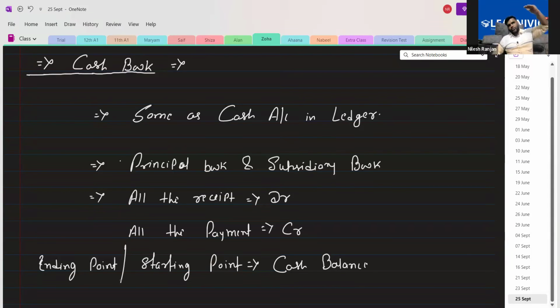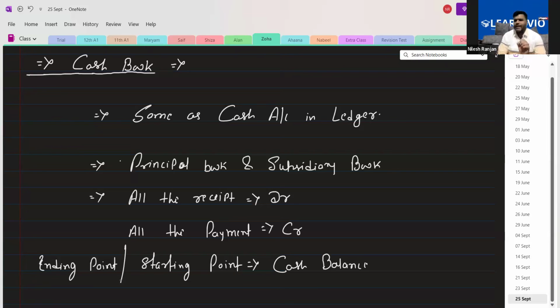Okay, so it starts with opening cash balance, positive cash balance, obviously, because cash cannot have a negative balance. Bank can have a negative balance, which we call bank overdraft, but cash cannot be negative. So there will always be a balance on the debit side of the cash book. Then we write all the receipts on the debit side, all the payments on the credit side, and at the end, we calculate the balance, and it will be on the credit side, again cash balance. So this is your cash book.